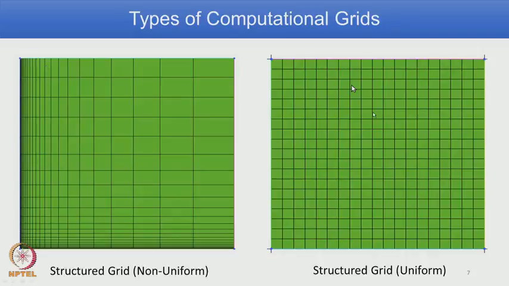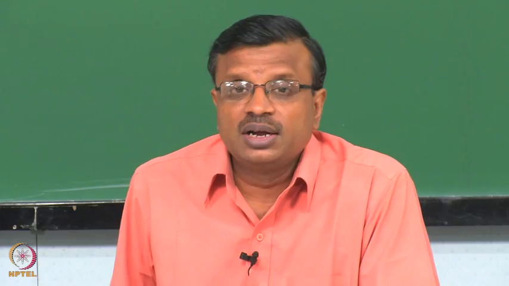So, for the problem where you do not want to have a uniform mesh throughout, it is possible to have a combination of structured meshes. In some region you can have a uniform mesh, structured grid still, in some other region you can have a non-uniform mesh, structured grid still. So, this combination also one has to decide, where to have a fine mesh, where to have a coarse mesh.